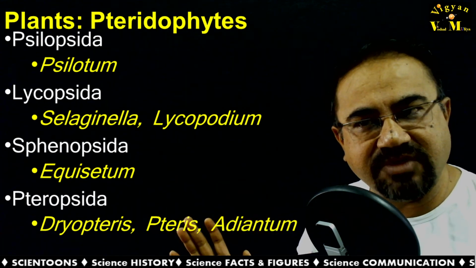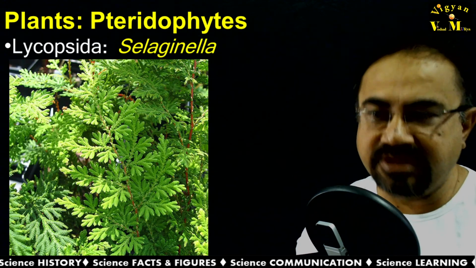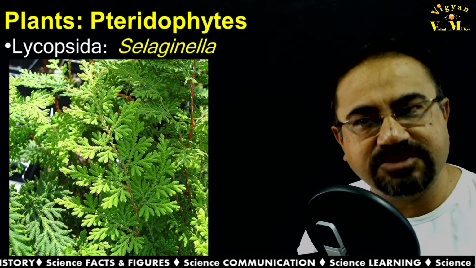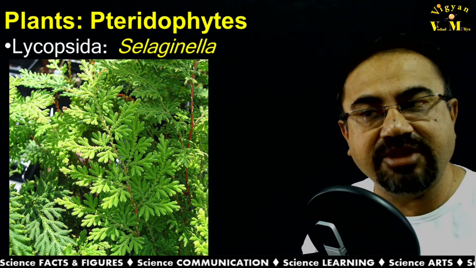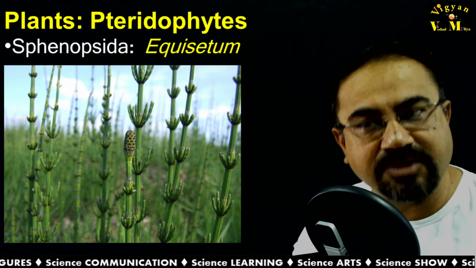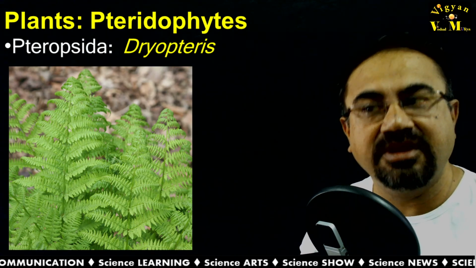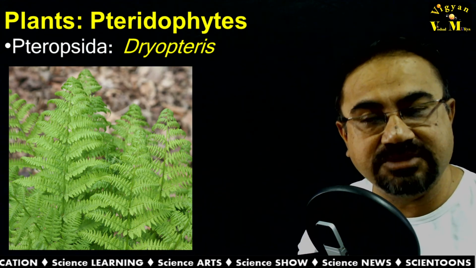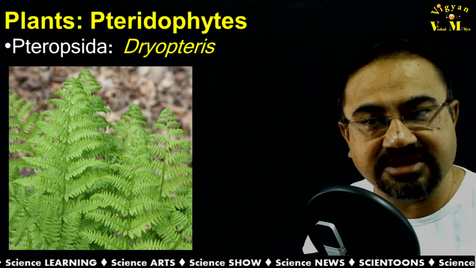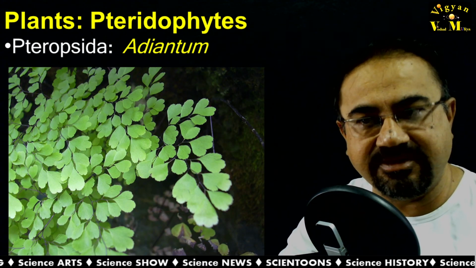Let me go through a photograph of each one. Psilotum from Psilopsida. Next is Selaginella from Lycopsida. Another member of Lycopsida is Lycopodium. Equisetum is from Sphenopsida. And three members from the Pteropsida, and that is Dryopteris, another one is Pteris, and the Adiantum one.